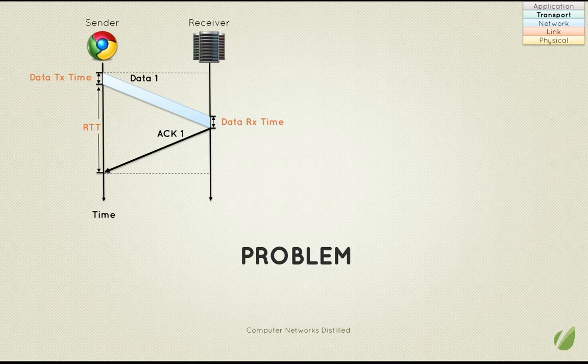Now, what if the data transmission time is small compared to the round trip time? How will this affect the throughput, that is, the effective number of bits per second that can be transferred? Notice that in this scenario, for the majority of the time, the sender is just sitting around. It's not doing anything but waiting to get an acknowledgement back. When it does get the acknowledgement back, it will send the next data.